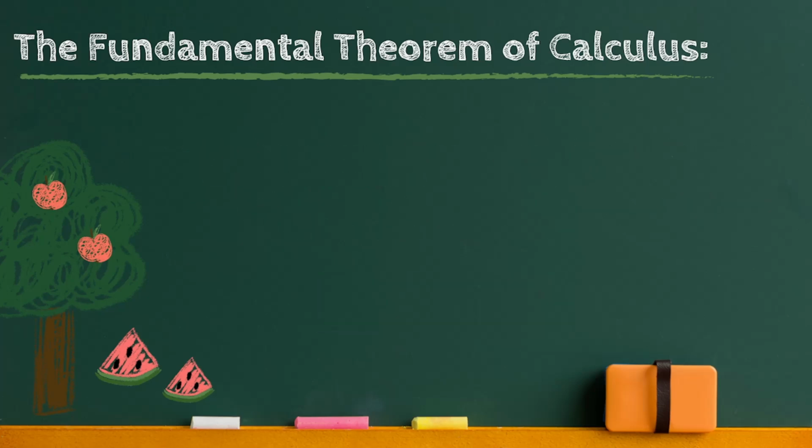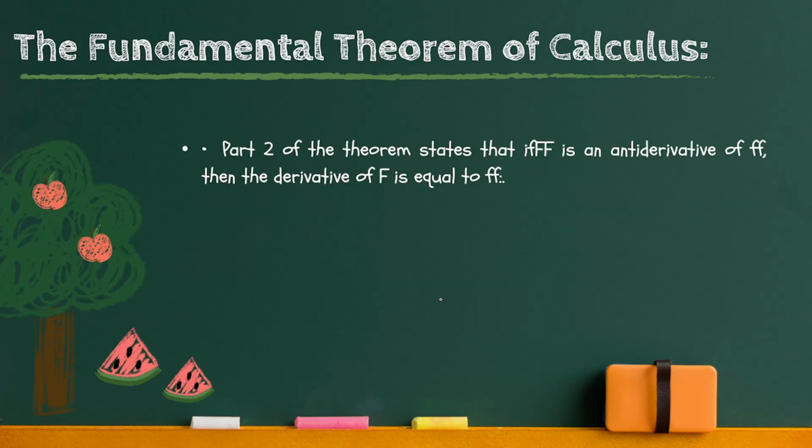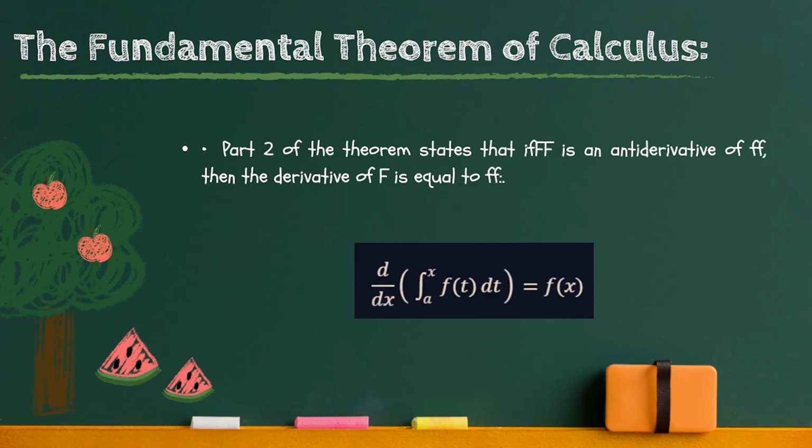Then part two of the theorem is also for the derivative. If we get the derivative of the antiderivative of the function, that will be equal to the given function itself. For example, we have the integral of f of t, in terms of x. If we're going to derive this one, the value of the derivative will be equal to the function which was derived to get this f of x.